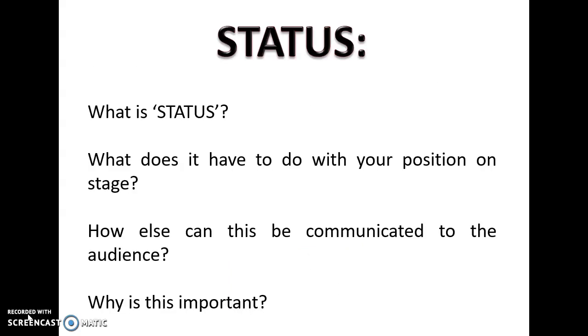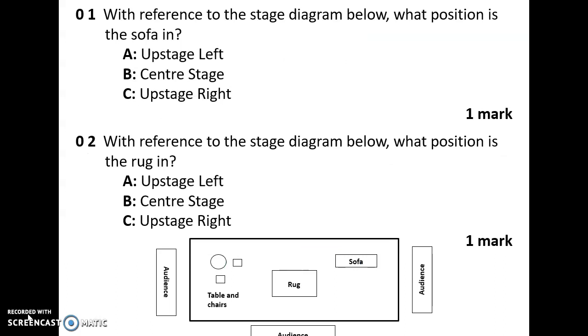Okay, so going back through. So on question 1, what position is the sofa in? Well, if you have a look there at the bottom, you look at the audience. We're looking at the actors' right and left. So let's have a look at that now. If I am standing where the sofa is, I am looking at myself and I am on the left-hand side of the stage. So I am standing up stage left. So the answer is A, so give yourself a mark.